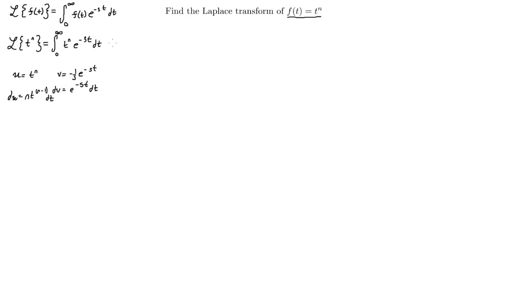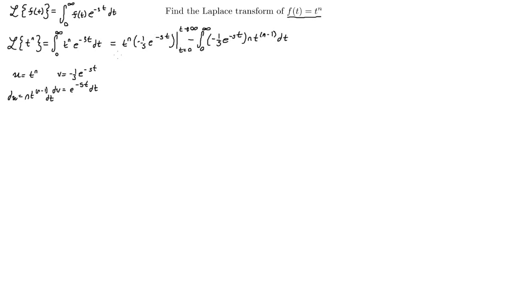So we have our u and our v, e to the minus st, and then that's t is equal to 0, t goes to infinity, minus the integral from 0 to infinity, and then it'll be a v and then du, which will be n t to the n minus 1 dt.